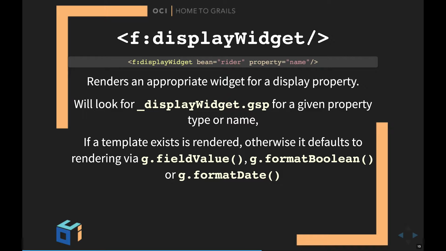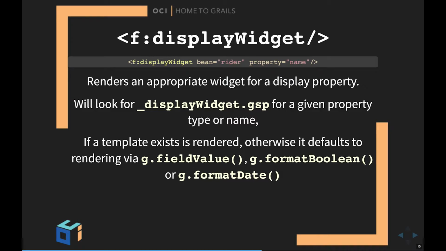And the good thing about format date is that you can, in your message bundle, actually provide a default formatting for format date. So you don't have to rely on the one that is provided by Grails. You can provide your own. So that would be one way of formatting dates.